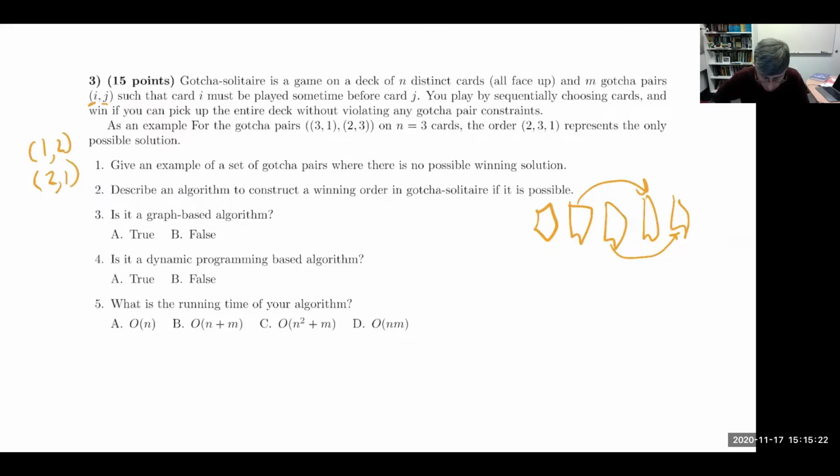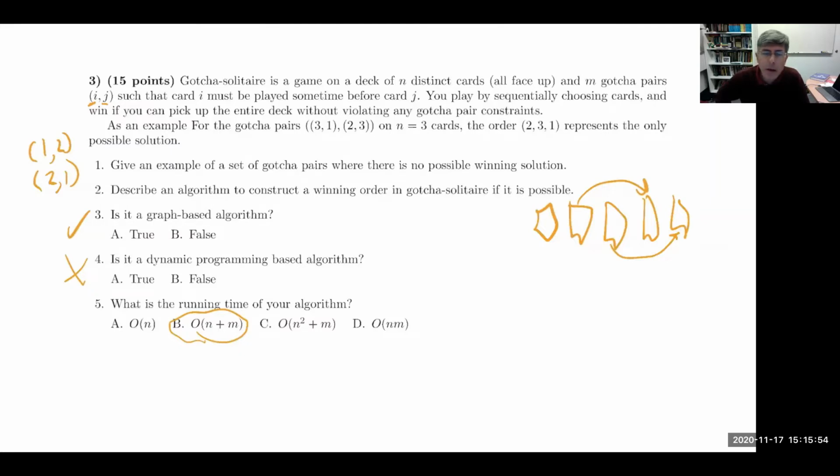Now, how do you solve this? Well, this should smell very similar. This should smell exactly like topological sort. And if you see that, then you say, yes, this is a graph algorithm. It's not a dynamic programming algorithm. Just do a topological sort on the gotcha pairs, and the order you get is the order of the cards you want to play. So do a topological sort, and you pay that much time for it. Any questions about this problem?